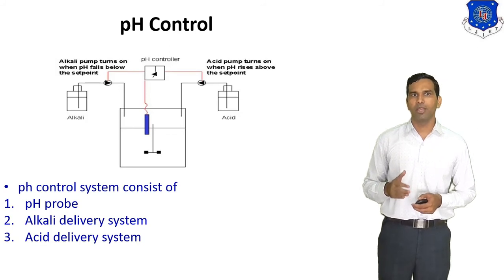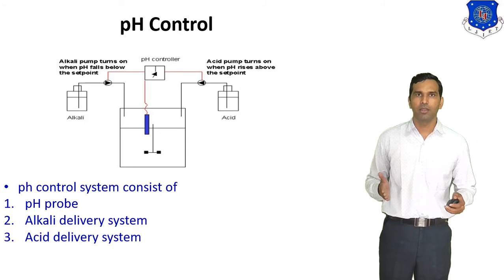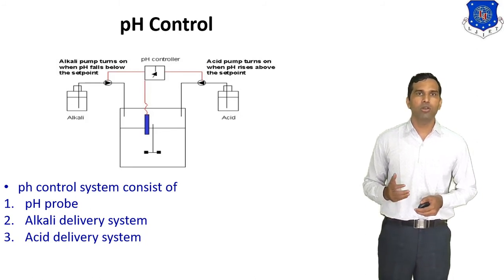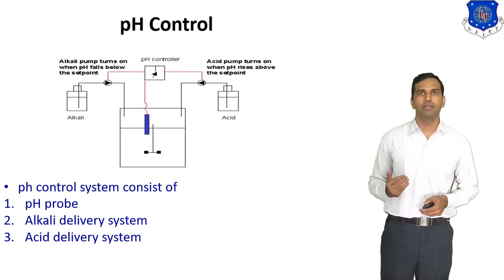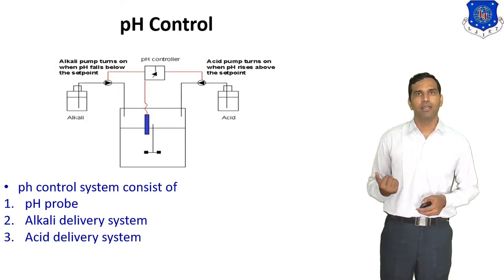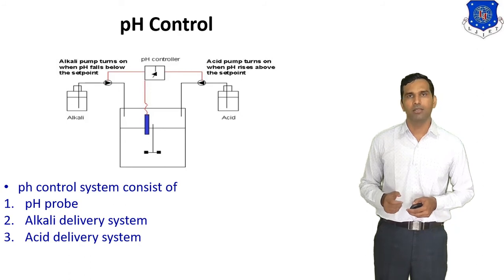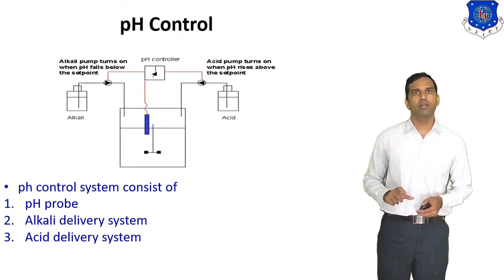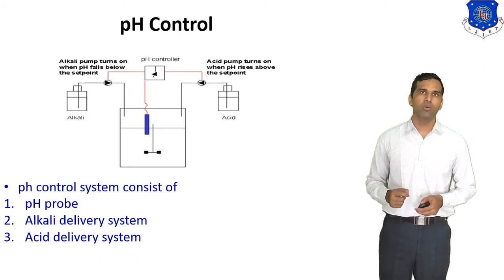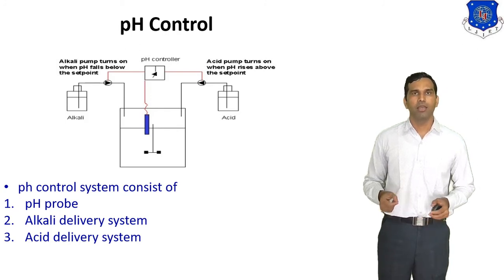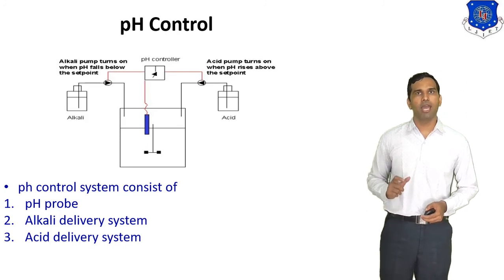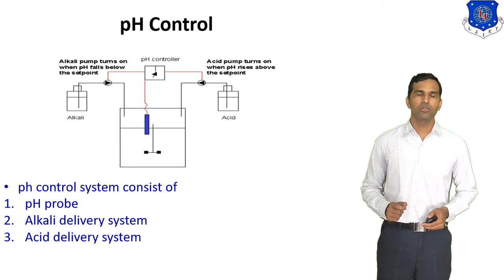If in the reactor the acid is increased, then the pH level is decreased. At that time it can be controlled by turning on the acid pump and the pH is maintained. At the same time, if the pH level is decreased, then we turn on the alkaline pump and pH is controlled. So this is the pH control system. You can see the pH is controlled by adding acid and base in the reactor system. So this is a simple block diagram of controlling pH.